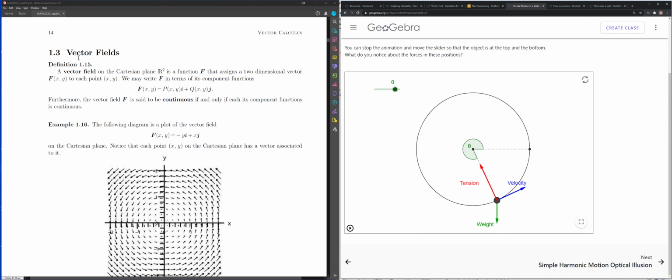The new topic here is vector fields, right? Okay, so before I get into what a vector field is, let's just recall the use of vectors in some simple physical cases.